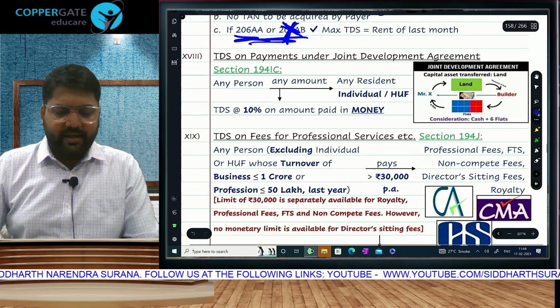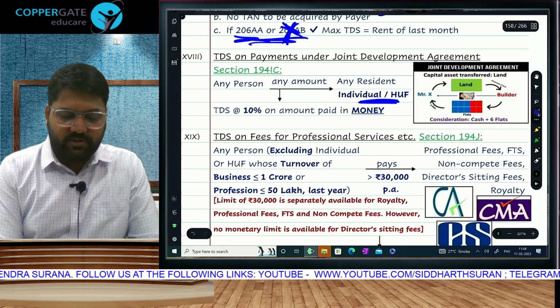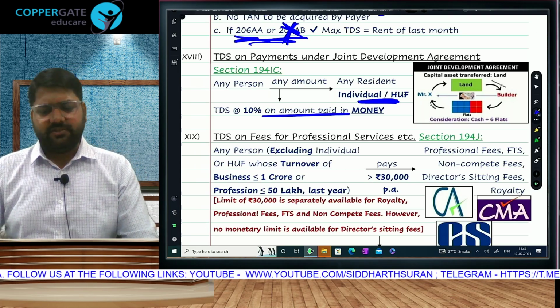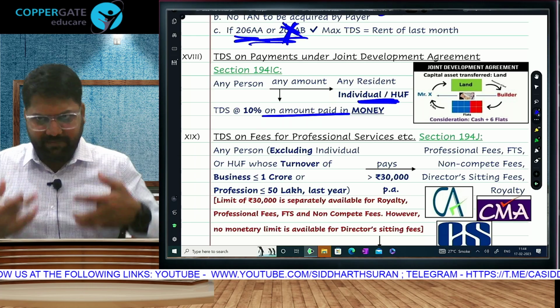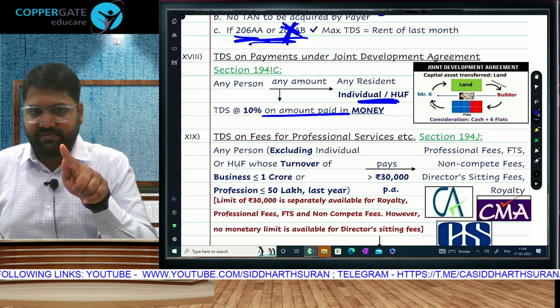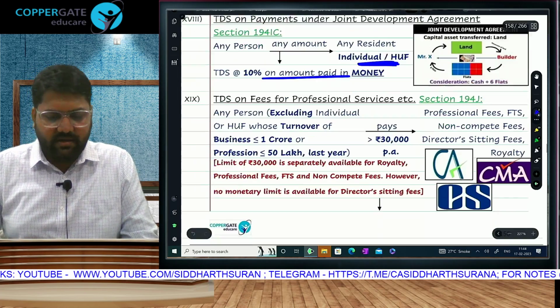Moving on, TDS on payment of joint development agreement. So redevelopment of properties only for individual HUF, 10% on the amount paid in money, and baki joint development agreement is what? It is like your old property is sold, badle mein you are getting new property and money. Stamp duty value of property received plus amount received is selling price and taxable under capital gain. On the monetary part there will be 10% TDS.